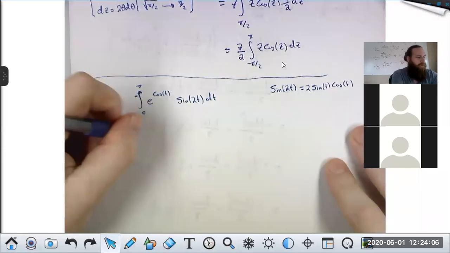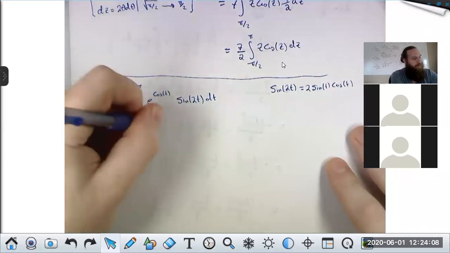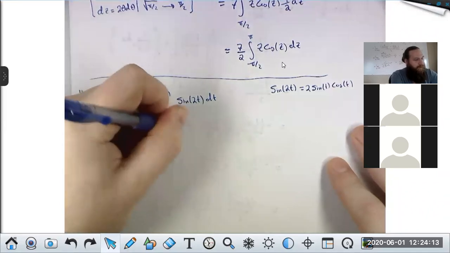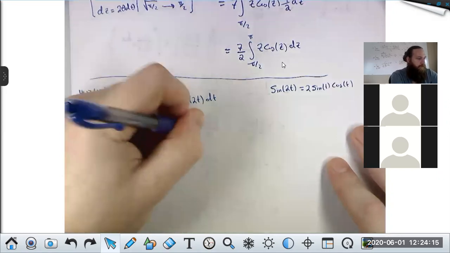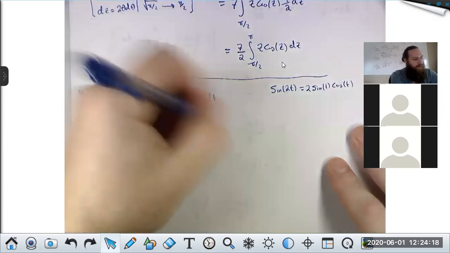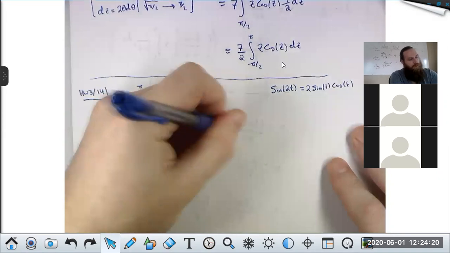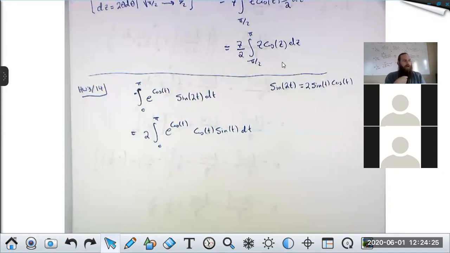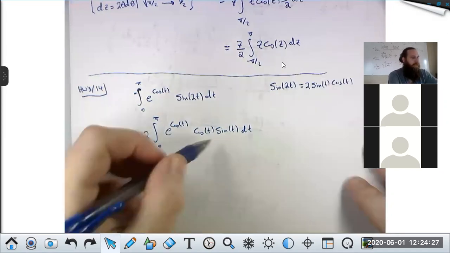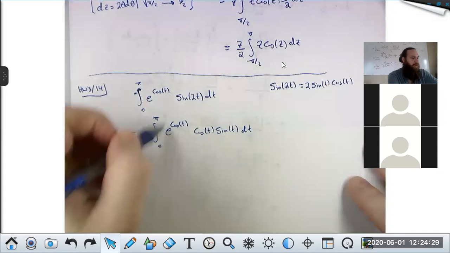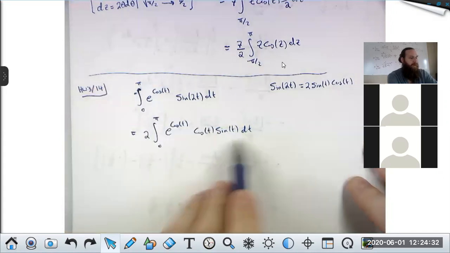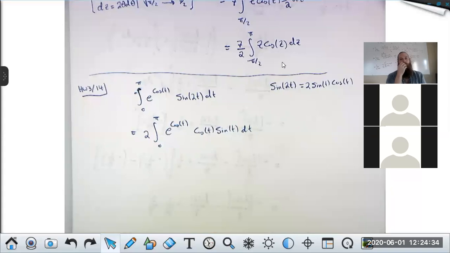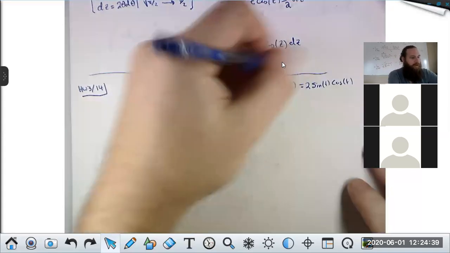So this integral is equal to 2 times the integral from 0 to pi of e to the cos t times cos t sine t dt. And again, here I've got a function that I would like to substitute z equals cos t into, and here I have exactly what I need to make that substitution. So we use this identity.